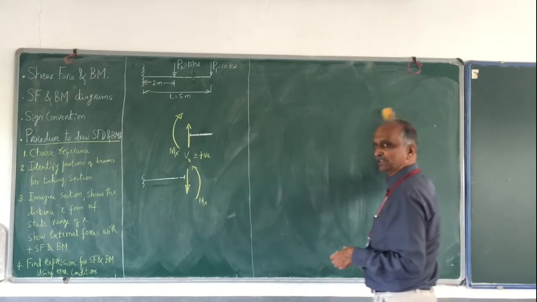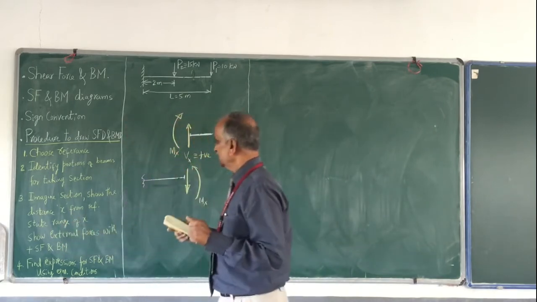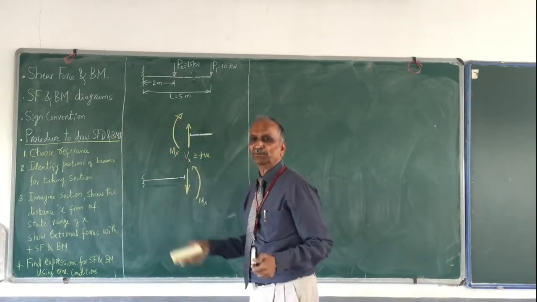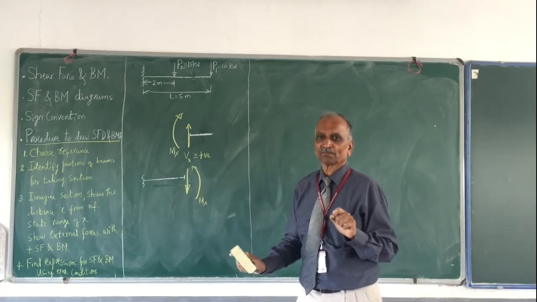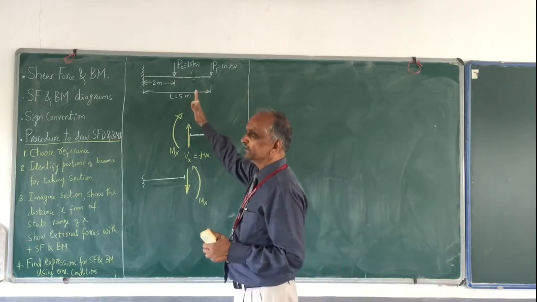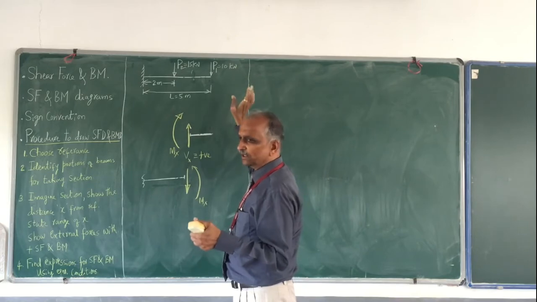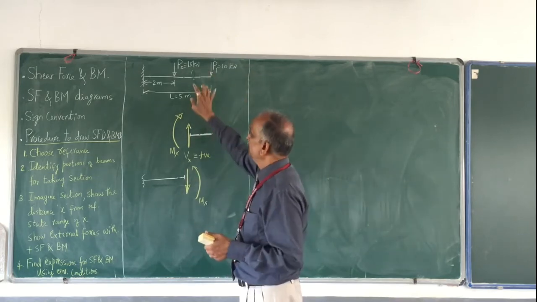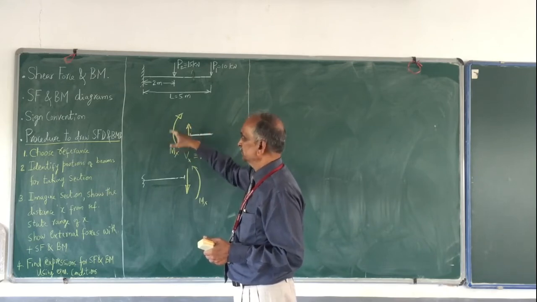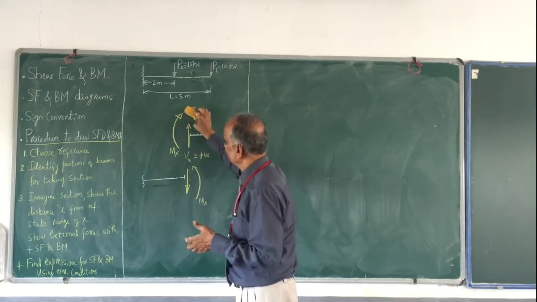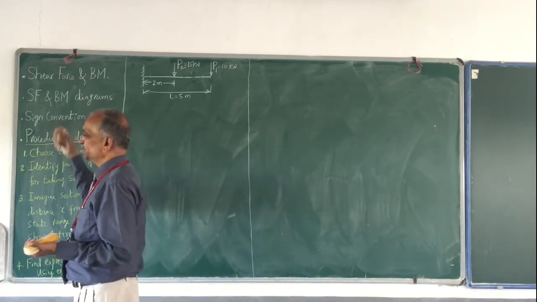This is very, very important. As long as you follow a consistent sign convention, no problem. Even if you follow a different sign convention, absolutely no problem, but you should have consistency. So you take a section, then you take the right hand side portion, then whatever shear force you take, always you take like that. If I take the right side, my positive bending moment is like this. I hope you understand. So this sign convention you have understood.